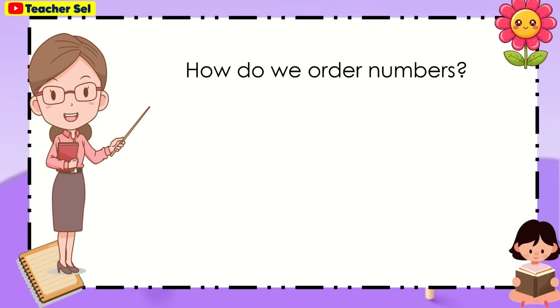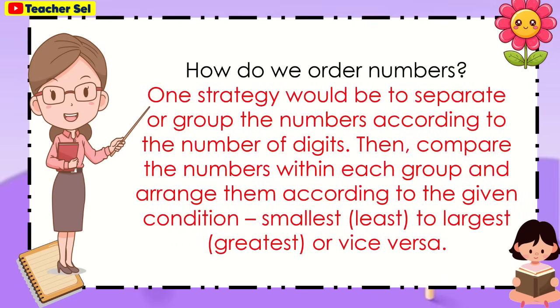How do we order numbers? One strategy would be to separate or group the numbers according to the number of digits. Then compare the numbers within each group and arrange them according to the given condition, smallest, least, to largest, greatest, or vice versa.